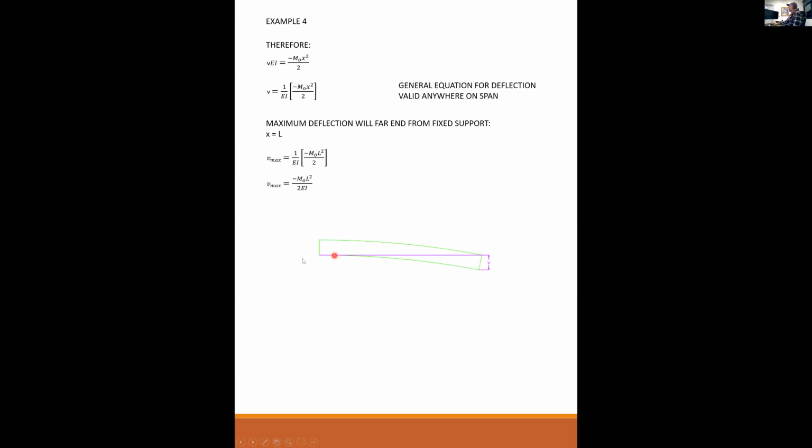And then this is, again, the deformed shape illustration of what that moment is doing to the beam. It's bending it like so. Okay, so that's the end of lecture 25. Any questions about the double integration method?